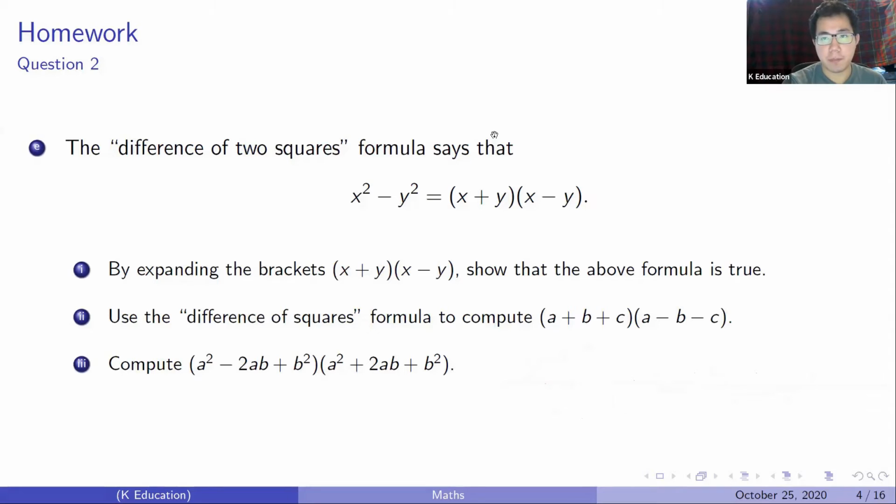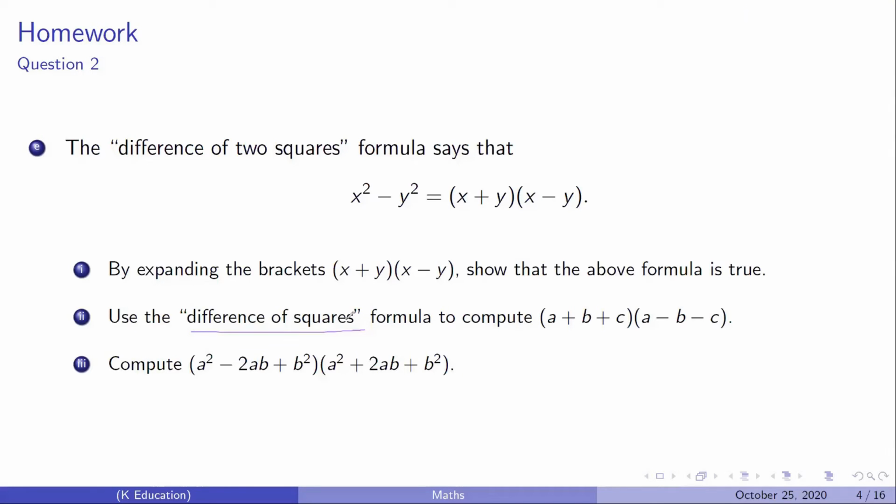So Livia, how did you do part 2? It just times them out. Okay, right, that's fine. And if you had to do it using the difference of two squares formula, can you see how to do it maybe? How does the difference of two squares formula apply in this case?